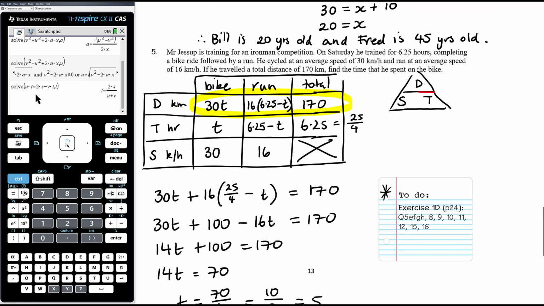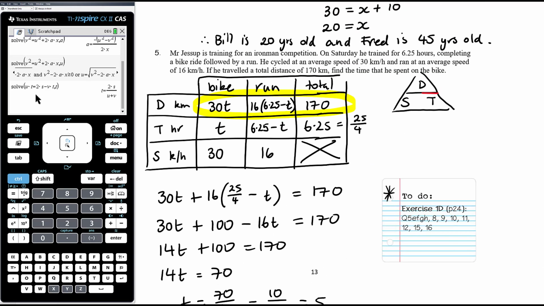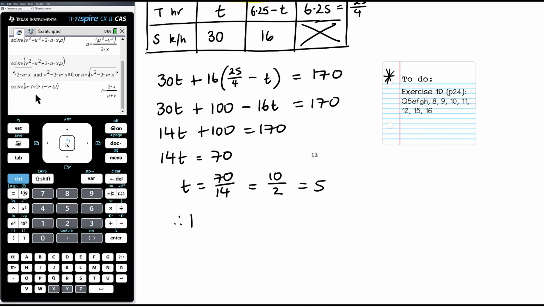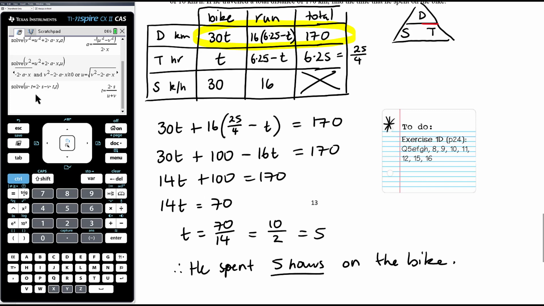Let's be clear about what the question asks for. Find the time that he spent on the bike, so that is what t is, and it's in hours, so therefore he spent 5 hours on the bike. So he must have spent the remaining 1.25 hours running.